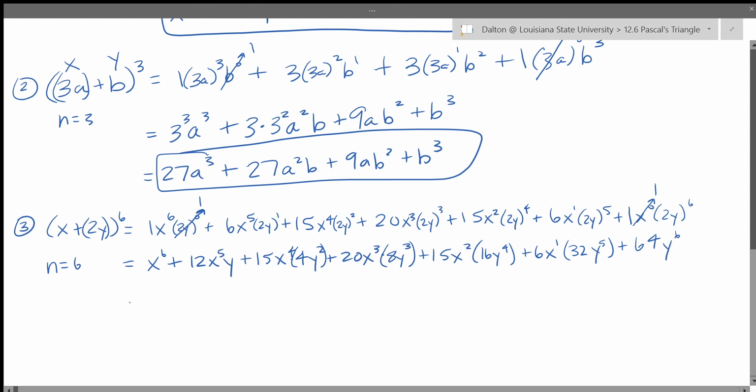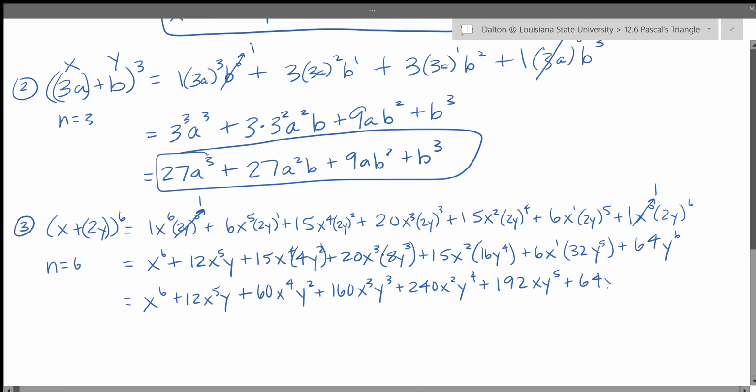And then if you clean it up one more time, you get x to the sixth, 12x to the fifth y, plus, when you multiply your numbers, 15 times 4 is 60, x to the fourth y squared, plus 20 times 8 is 160, x cubed y cubed, plus 15 times 16 is 240, x squared y to the fourth, plus 6 times 32 is 192, x y to the fifth, plus 64, there's no x term, y to the sixth.